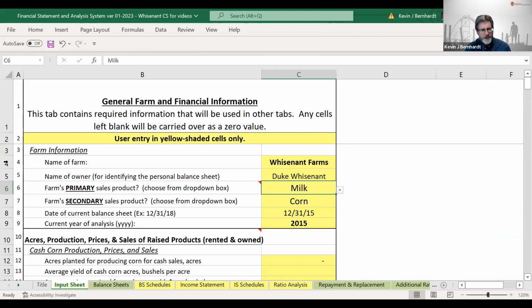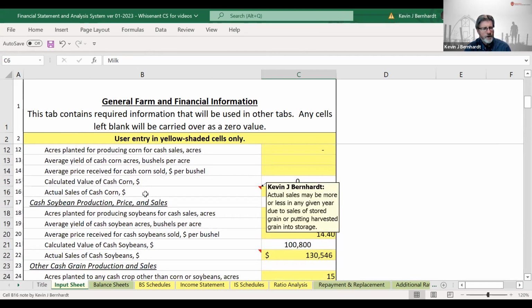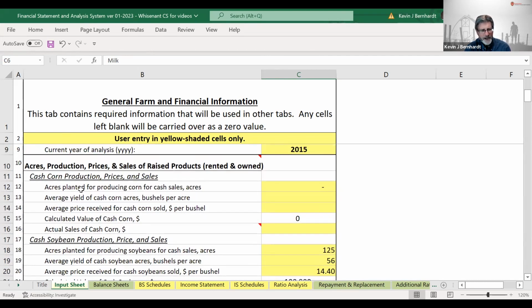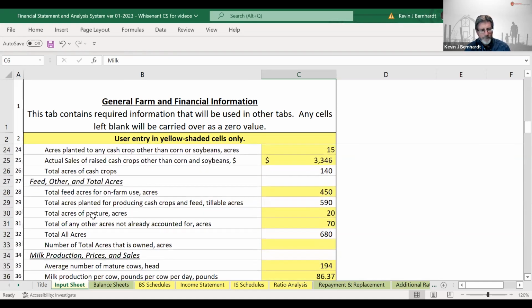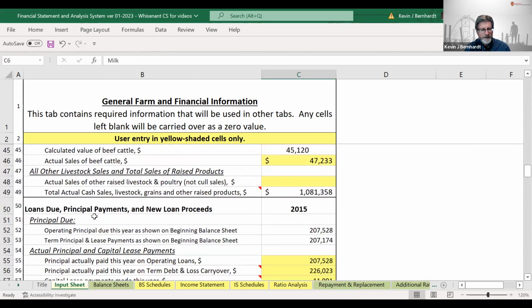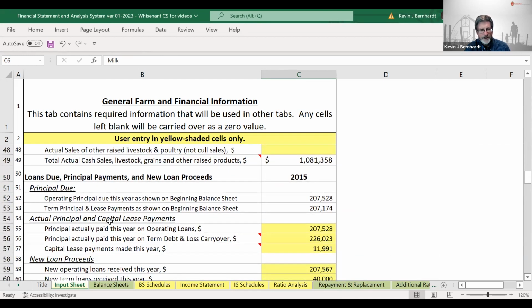The first section here was just farm information, and that's rows 3 through 9. As you go down through, the next section is information on the amount of acres, production, prices, and sales of the products that are raised on farm. It starts with corn, goes on to soybeans, and some other products as well. The next section is loans due, principal payments, new loan proceeds, and so forth.